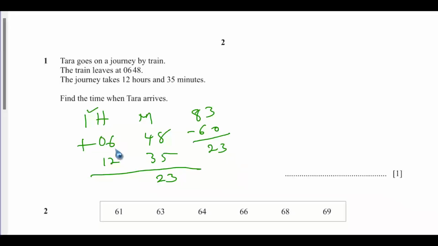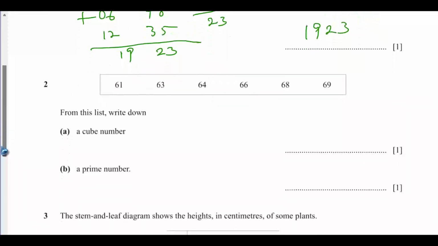So 1 hour added to 6 hours will be 7. So 7 added to 12 will be 19. So that will be 1923. If you want to write it in AM and PM, you can easily subtract 12 from 19. That will be 7, so it can be 7:23 PM. Either of the two is okay. So let's go to the next question. That will be question 2.